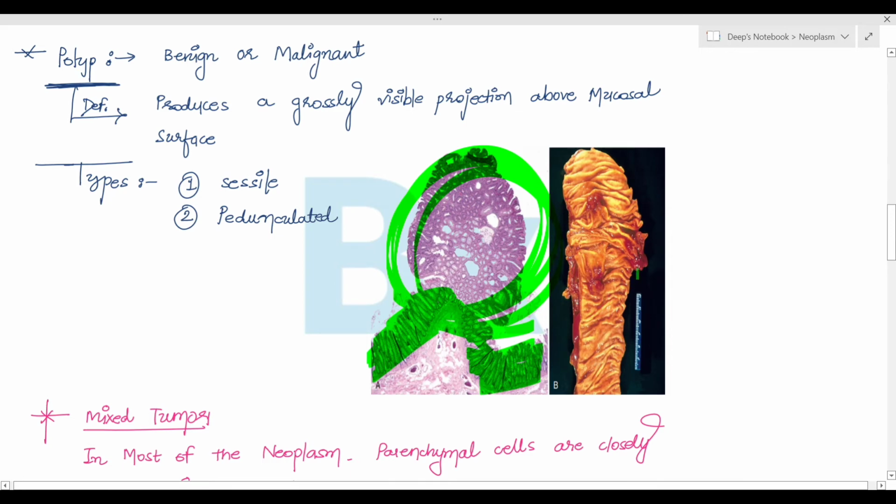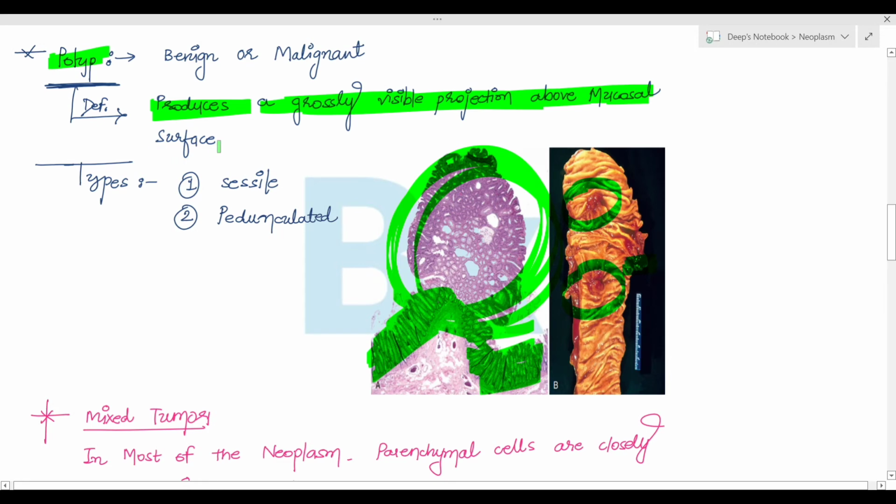So it is a gross picture of the colon. We can see here a polyp, a grossly visible projection. It's a histological picture. So what is the meaning of polyp? Polyp means a grossly visible projection above the mucosal surface.